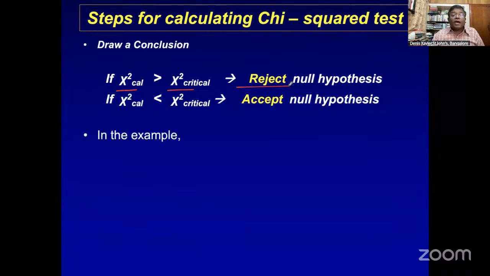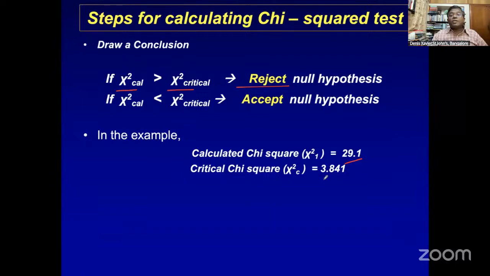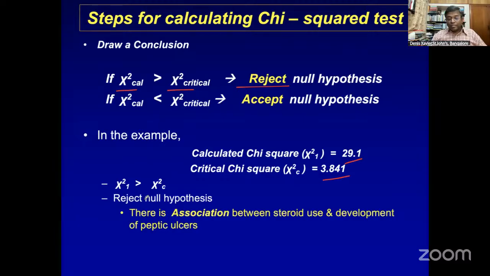Now, what is it that we have? In the example, the calculated chi-square is 29.1 and the critical chi-square is 3.8. It is way above. 29 is way above 3.8. So we reject the null hypothesis. That means we say there is an association between steroid use and the development of peptic ulcers. And it is quite a strong association.